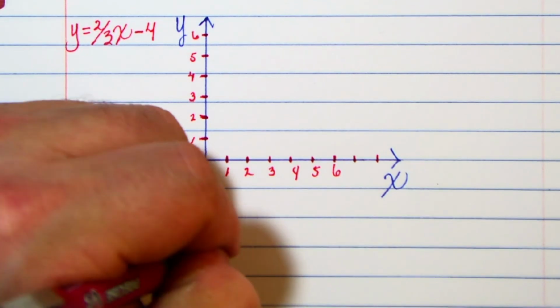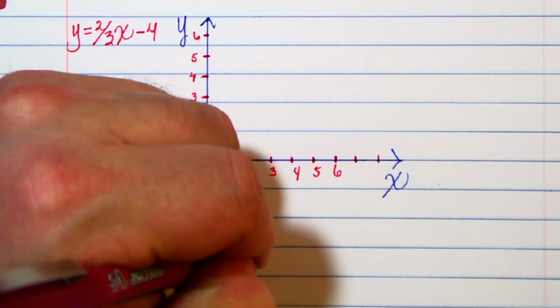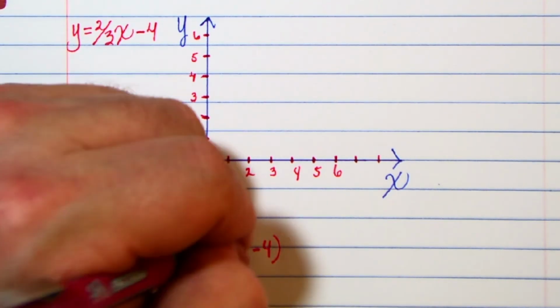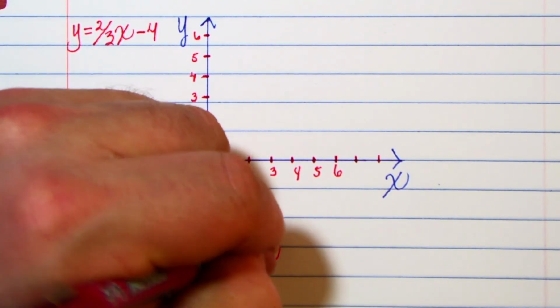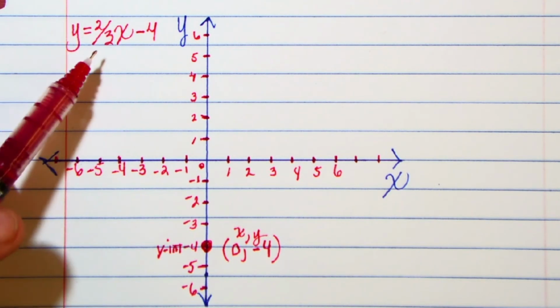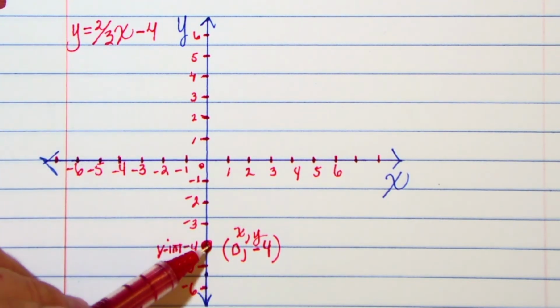The coordinates at that location are 0, -4. That's the x, y right there, okay? Now, what's the slope in this problem? Oh, 2/3. So I go to the negative 4 with my pen or pencil, and then I rise up 2 and I run to the right 3.